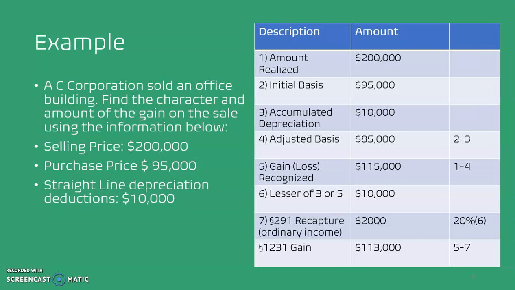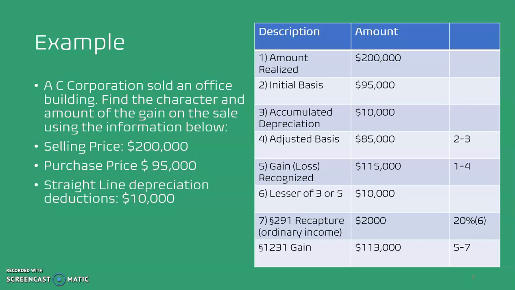So first we find the adjusted basis, which is the purchase price less accumulated depreciation, which gives us $85,000. Next we find the gain or loss. We subtract the adjusted basis from the amount realized to get $115,000. Now we need to find the lesser of either the accumulated depreciation or the gain. The accumulated depreciation is $10,000 and is the lesser amount. Next, we multiply the $10,000 by the 20% Section 291 recapture rate to get $2,000 of Section 291 recapture ordinary income.